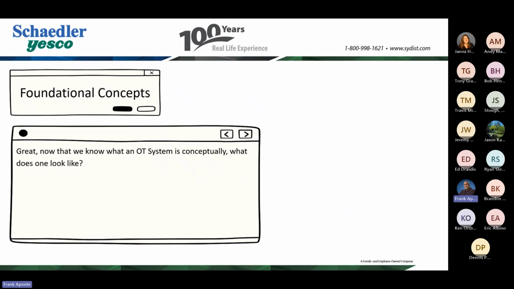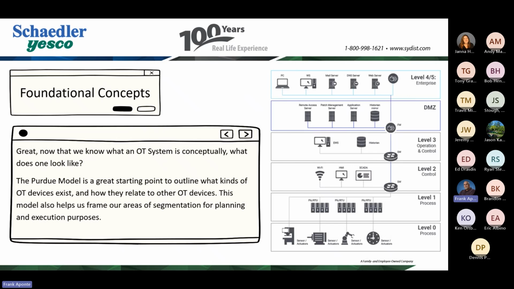So now that we've kind of talked about OT conceptually, what does one look like? And I prefer to use the Purdue model. There's other models to do this, but this does a really nice job of dividing up the plant floor and the enterprise into its different domains. So we have here level 0, we have all of our sensors and actuators. Sensors are the devices that feel things, whether it be temperature, tank levels, pressures, and actuators are the do-something parts of a system. So motors, servos, any kind of pneumatic or hydraulic cylinders, those sorts of things.